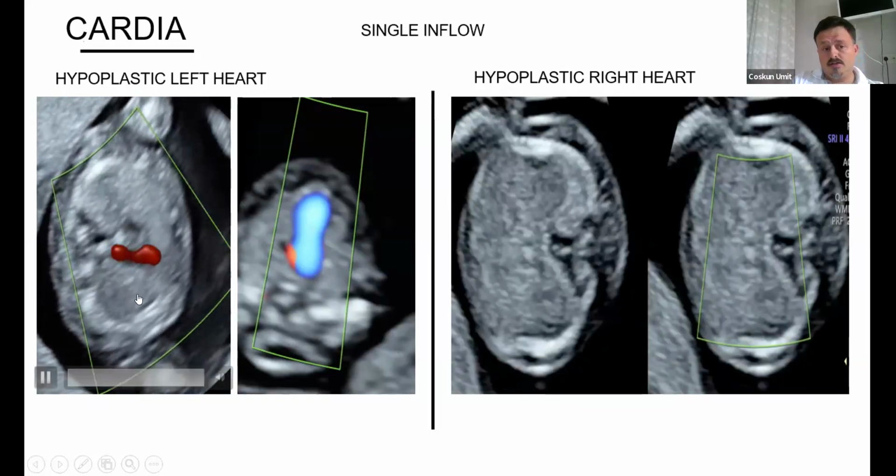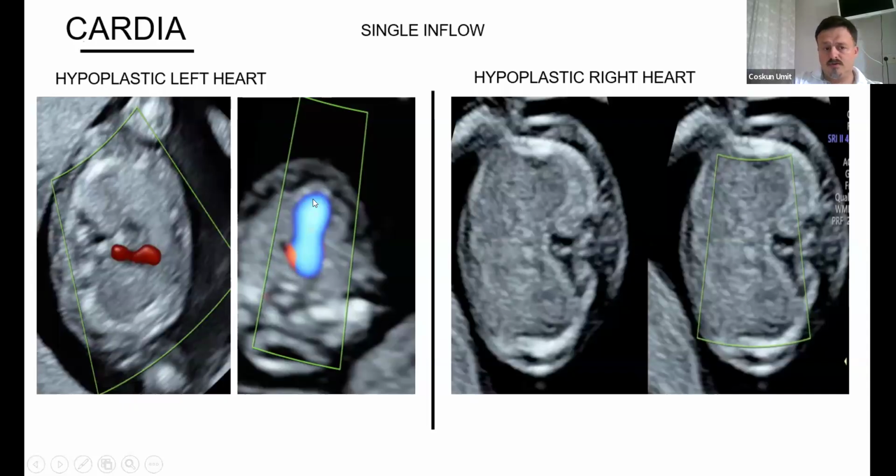And this is a three-vessel and trachea view. As you can see here, a very large pulmonary artery and a very small aorta. And also there is another clue. In normal conditions, the color of the vessels should be the same. But in this example, the aorta is a red one, this is reverse flow.